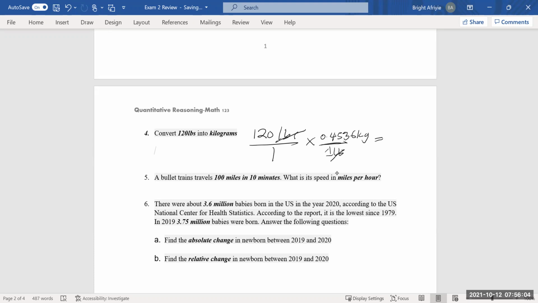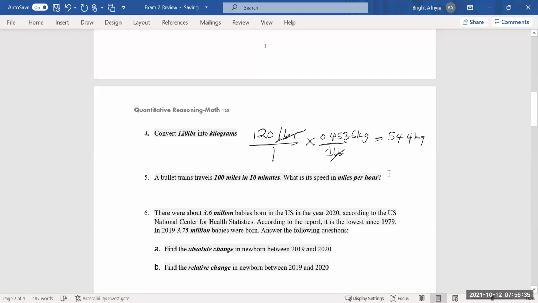So 120 times 0.4536 kg, and that gives you what? 54.4 kilograms, right? It depends on how many places you want to round to. If you want to do 2 places, that will be 54.43, but I'll specify on the exam or on a test or even on a quiz. All right. Now, so that's for question number 4. Does that make sense? Are you good with that?